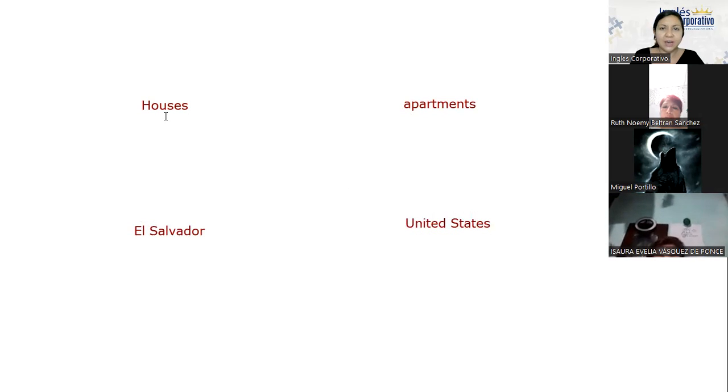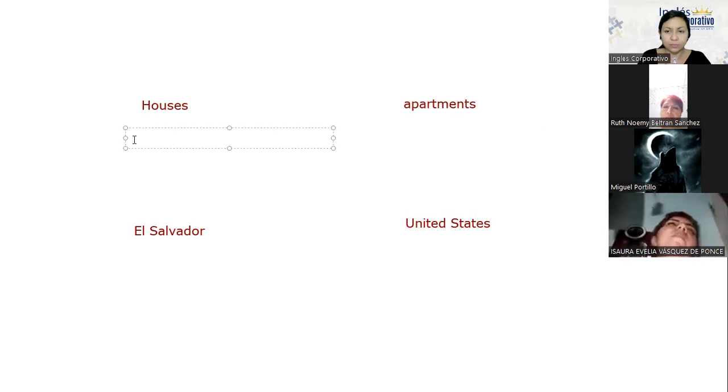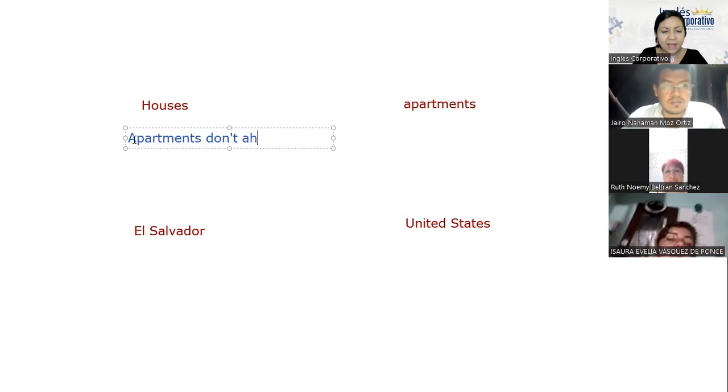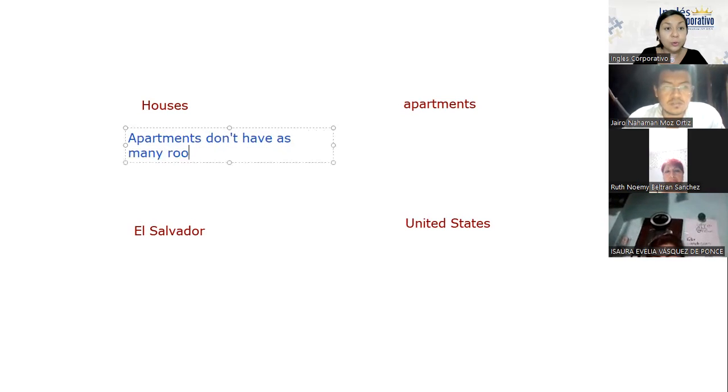Okay, let's start first with houses and apartments. And think about things, objects in the houses and in the apartment to make comparisons. Okay, we're gonna do it together. For example, about rooms. Who has or what has more rooms, houses or apartments? Houses. Okay, so we can say houses. Apartments don't have as many rooms as houses. Because houses have more rooms, okay?